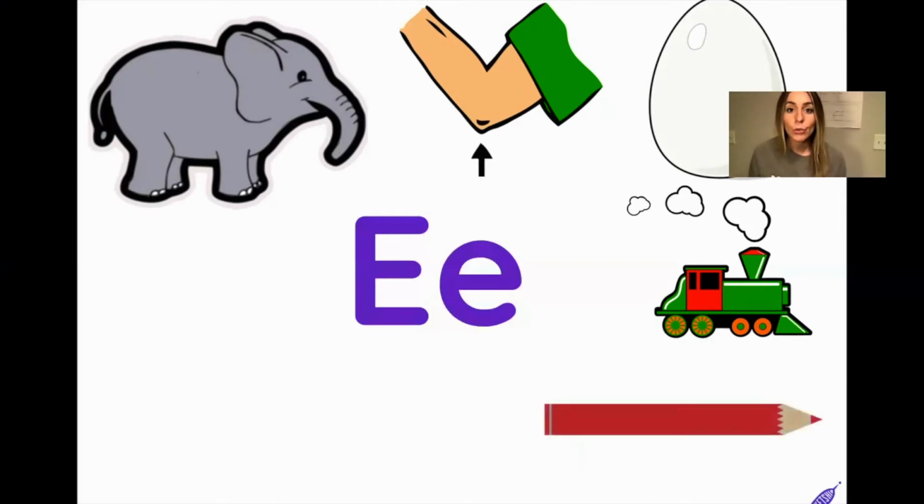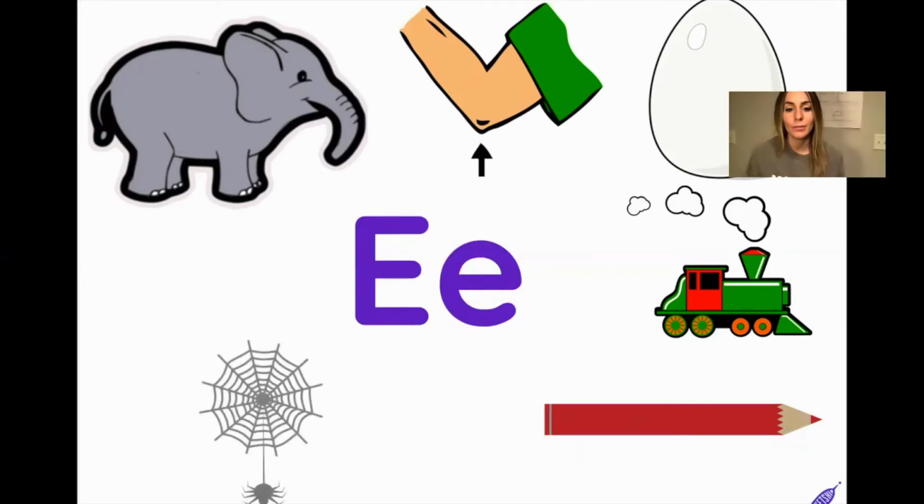In the word red, I hear the eh sound in the middle. R-E-D, red. In the middle of the word red is the eh sound. In the word web, I hear the eh sound in the middle. W-E-B, web. It has the eh sound in the middle of the word.